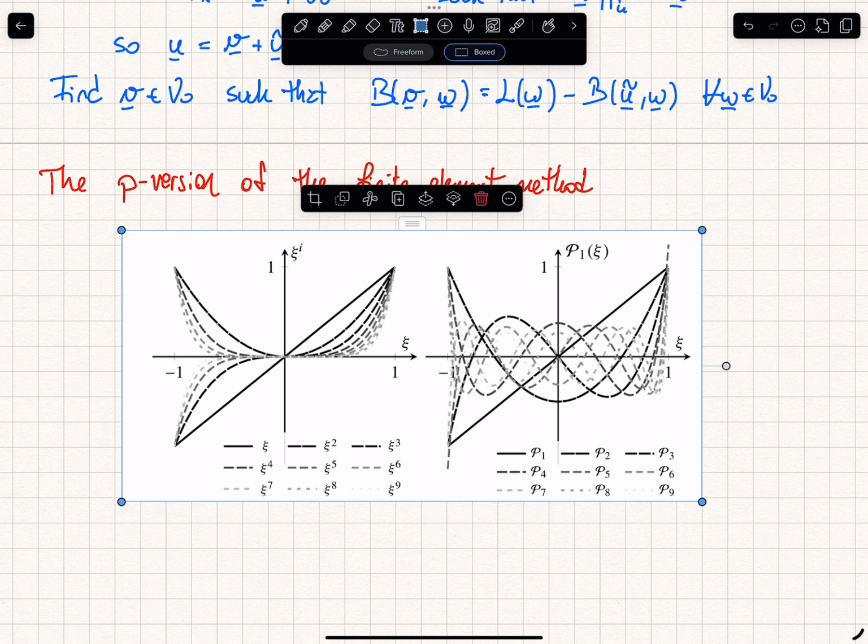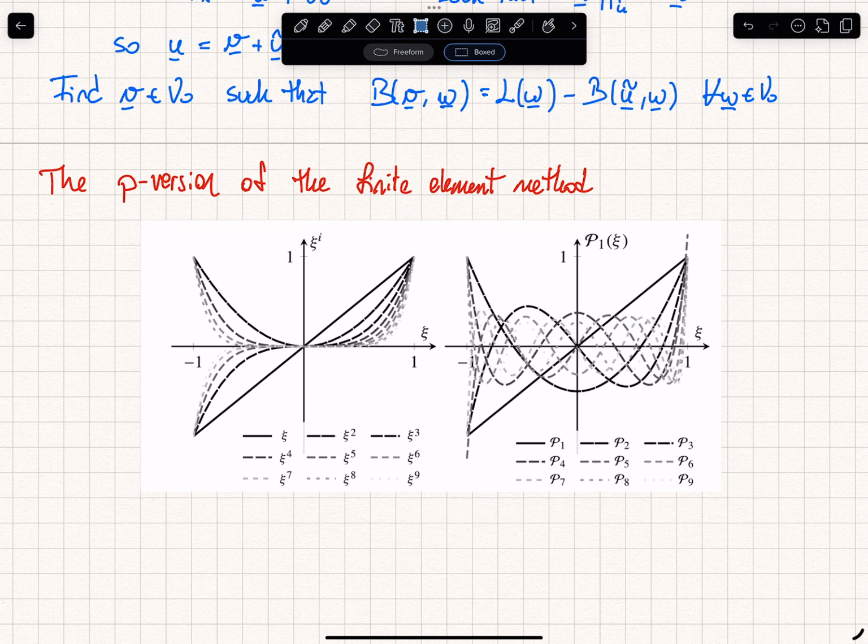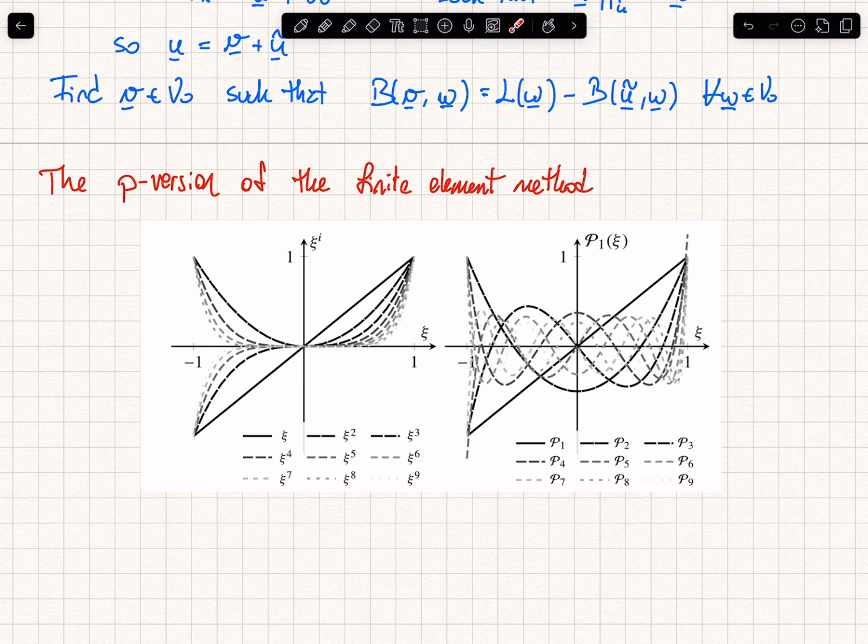So let me draw your attention to something. If you look at the plot on the left, you see the monomials, with increasing degree of polynomial interpolation order, right? So this is the linear one. Then you have the quadratic, then the cubic, the quartic, and so forth. So what do you see? As we increase the polynomial interpolation order, what do you see? They go to one faster. The endpoints faster.